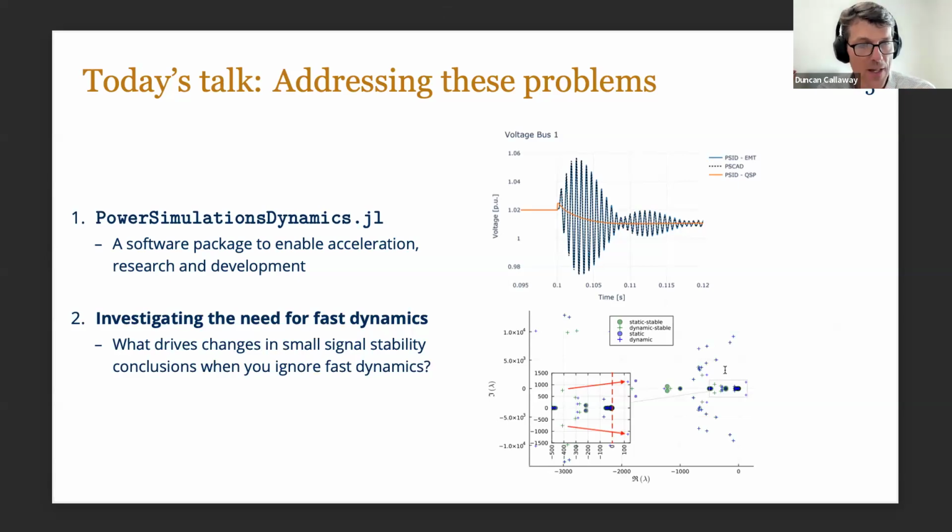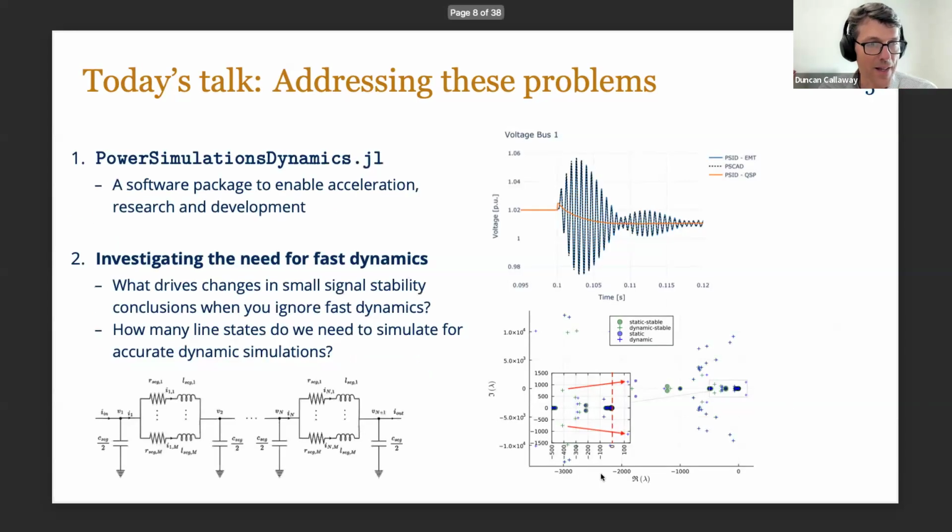And so we'll ask questions like, what drives changes in small signal stability conclusions when you ignore fast dynamics? That is, if a small signal stability conclusion changes when you include versus ignore fast dynamics, what's driving that change? What is it that we need to be aware of? And this is just an example of an eigenvalue plot that I'll explain in more detail later. And then the second sub-question of this second part will be a deeper dive into thinking about how many line states you need to simulate in order to get fast and accurate dynamic simulations.